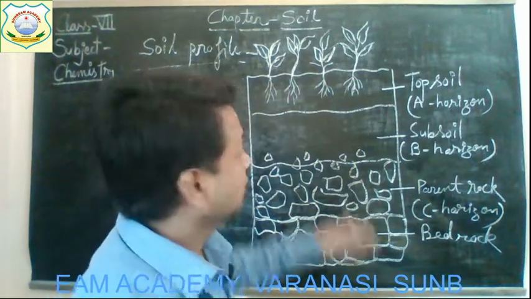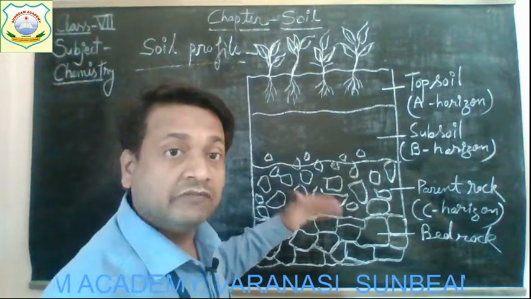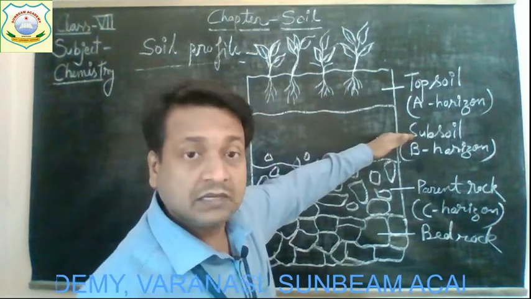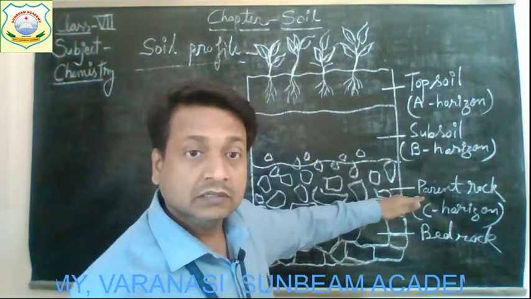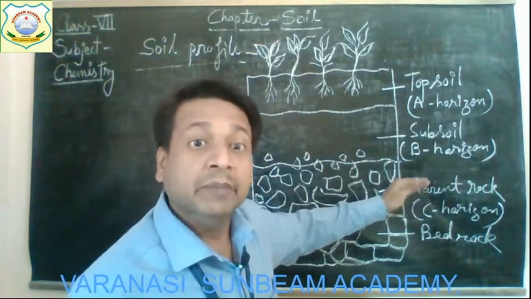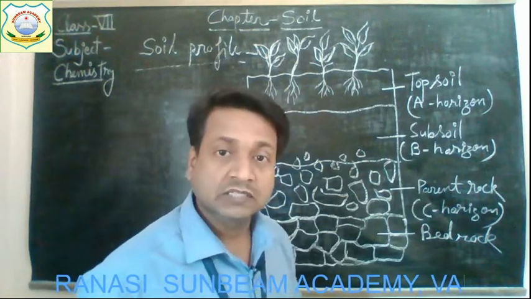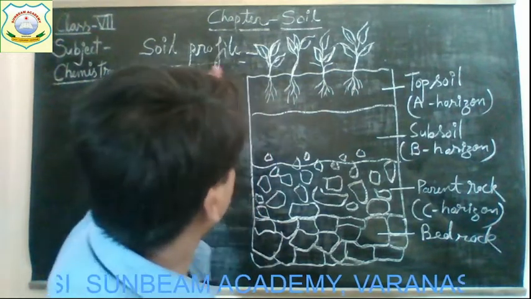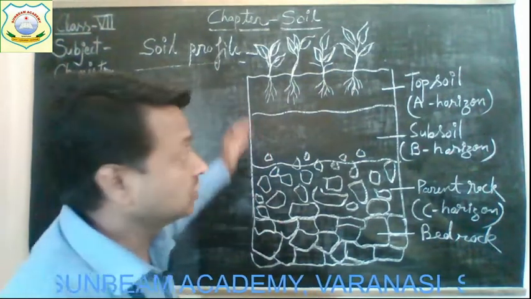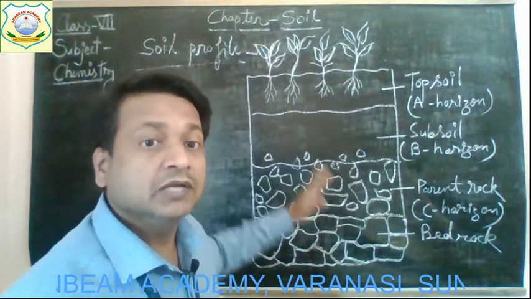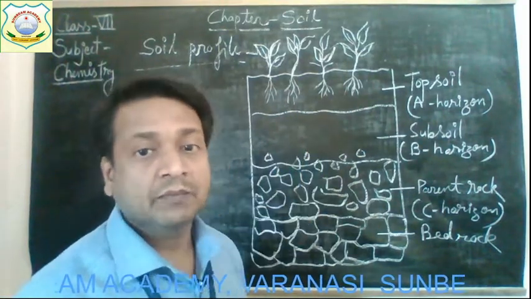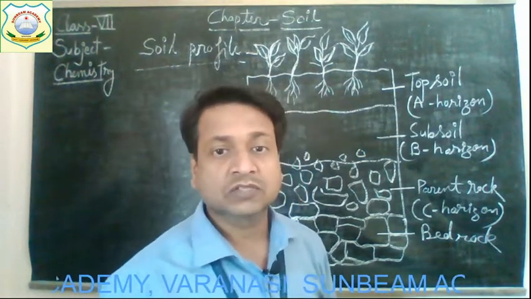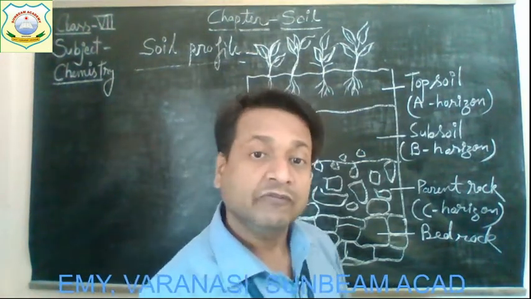Alright, so these are the different layers of soil. The first layer, topsoil, second layer, subsoil, third, the parent rock, and below the parent rock, bedrock is there. Get it? So I hope that you understood the soil profile. So all these layers of soil together are known as soil profile. Understood, children? Now, come to the next topic, that is types of soil.